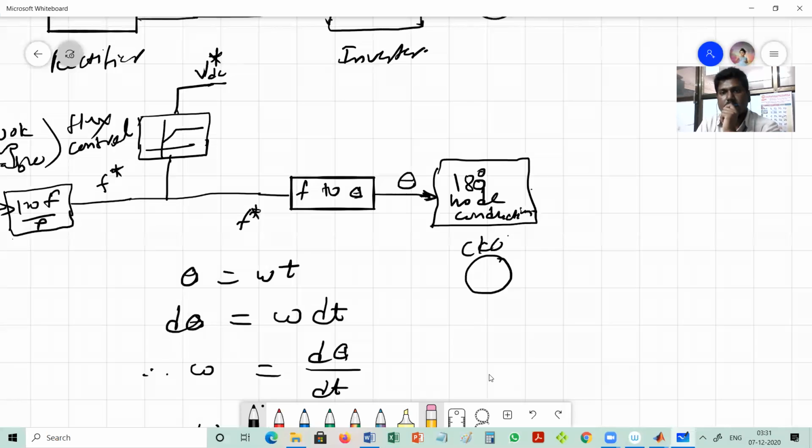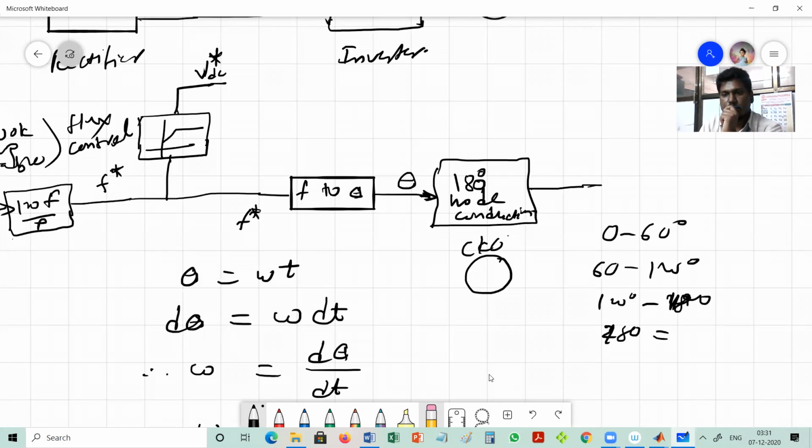Then depending on the value of theta, the particular switch will be turned on. Whether theta is from 0 to 60 degree, or from 60 to 120, or from 120 to 180 degree, then from 180 to 240, 240 to 300, then 300 to 360. 360 is nothing but 0 degree again. These six sectors are there.